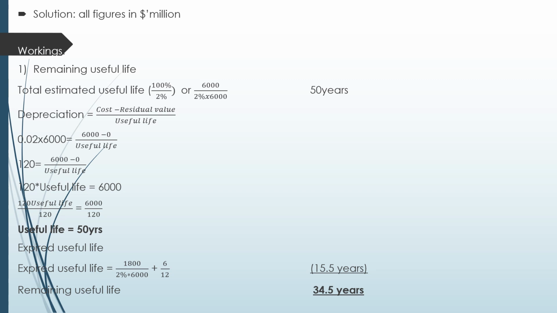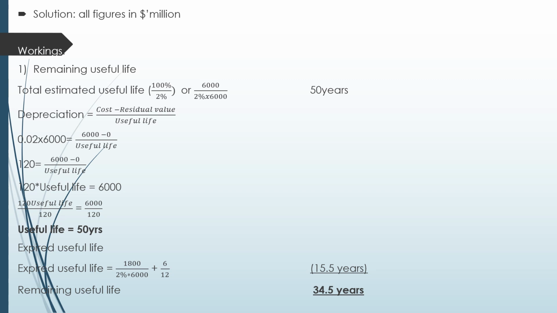But in the question, we've not been given the useful life of the asset; we've been given the percentage of depreciation, which is 2% annually on a straight line basis. So in order for us to estimate our total useful life, there are 3 approaches. I have demonstrated the 3 approaches, so whichever works for you, you are free to adopt. They all give the exact answer.